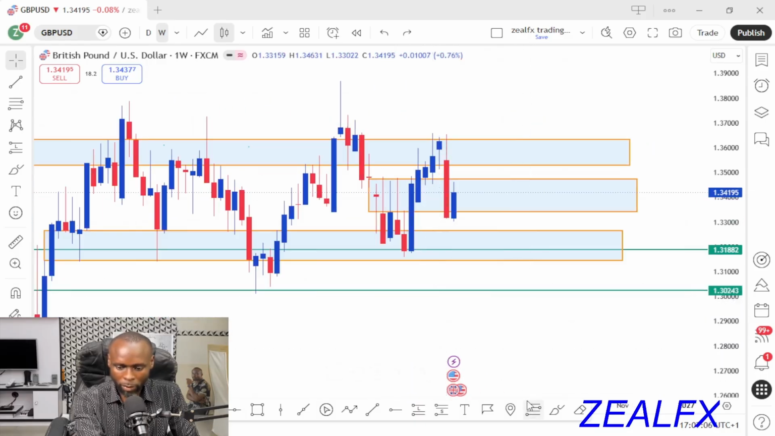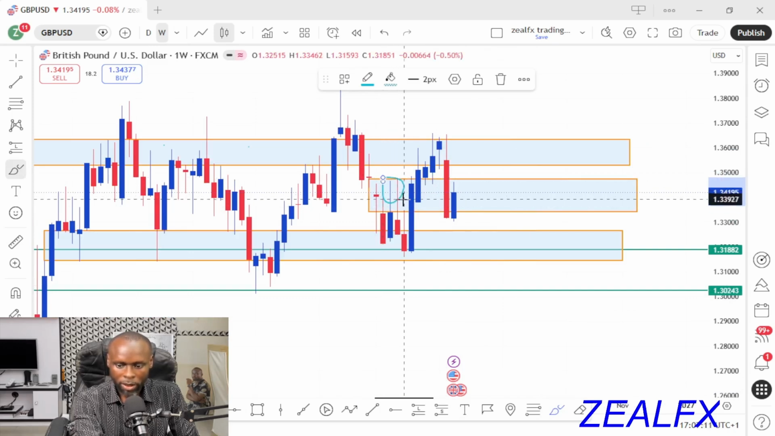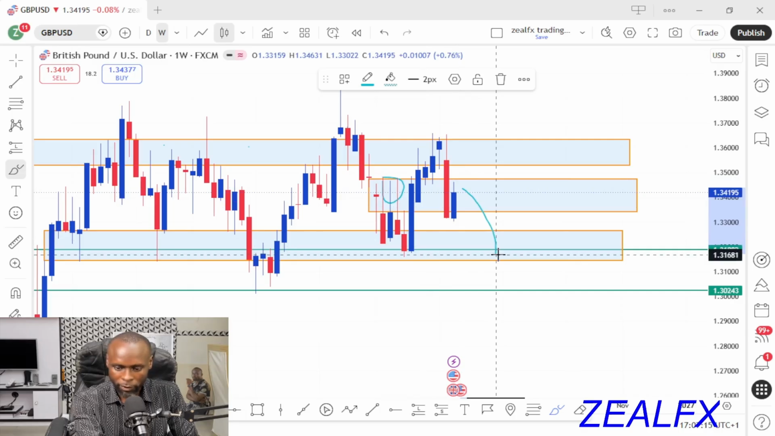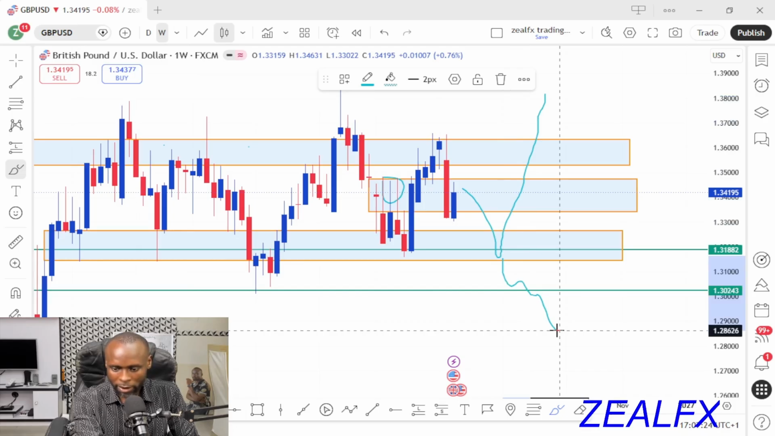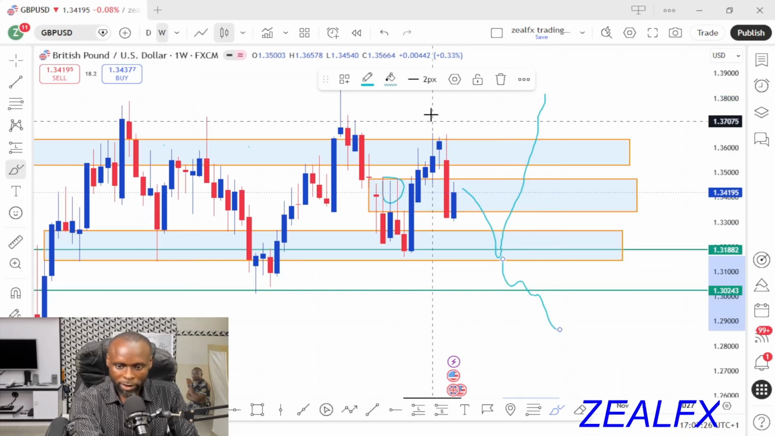We can see we have price close on this resistance level, which indicates a reversal of price back to this support level. Then if price fails to break this support level, this might trigger price back to the top. If price breaks this level, this might trigger a more bearish trend for the GBPUSD.